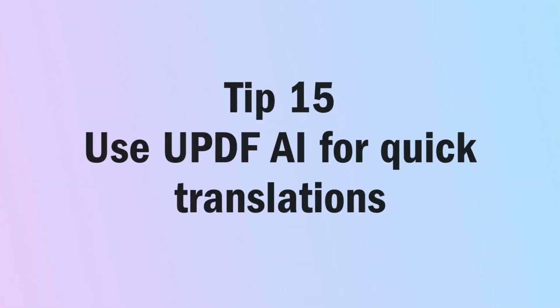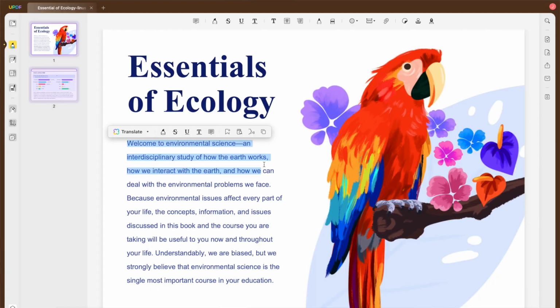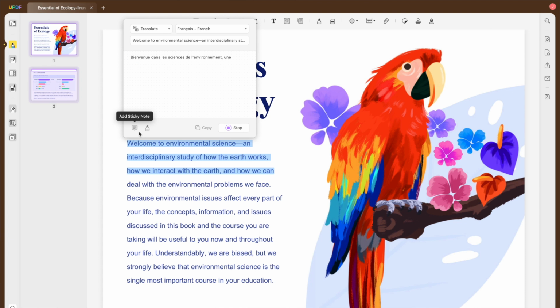UPDF AI lets you translate any selected text within a PDF document. Set your preferred language once and the AI will remember it for next time. It's perfect for international documents or multilingual projects.